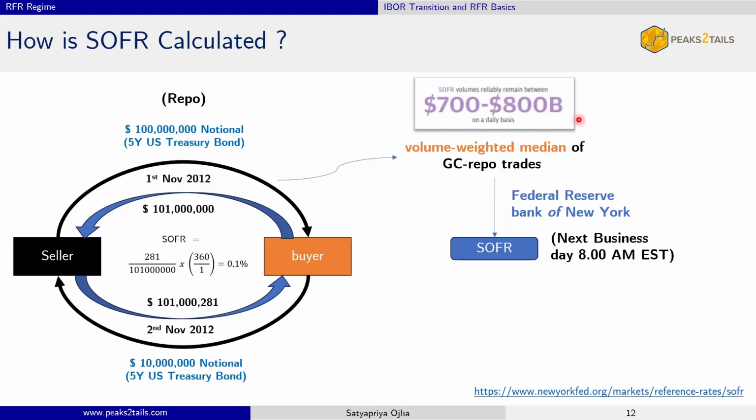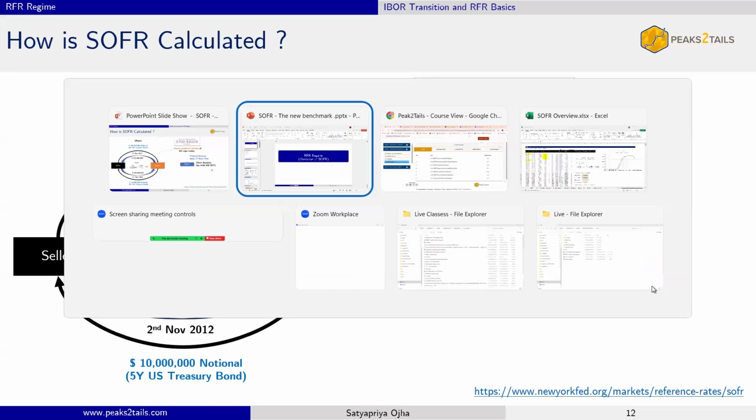And then take a volume weighted median, and that median is published by the Federal Reserve Bank of New York next business day at 8 a.m. Eastern time. Okay, so over the day, take all these repo transactions, get the rates, calculate the volume weighted median of general collateral repo rates, and that rate gets published next business day at 8 a.m. Eastern time. All right, let me quickly show you the website so you can understand.